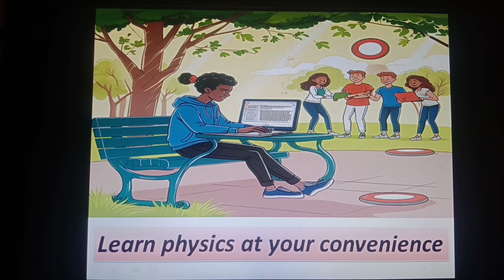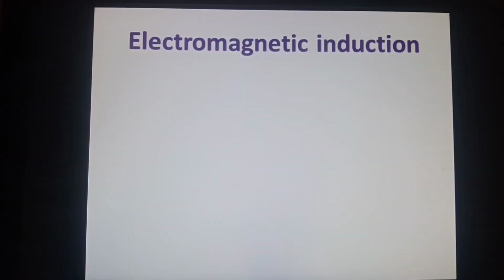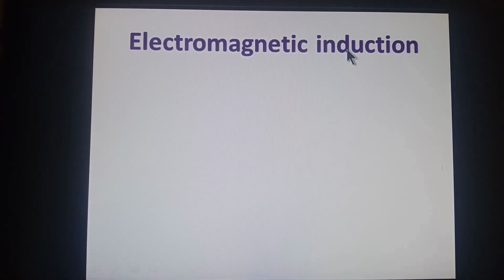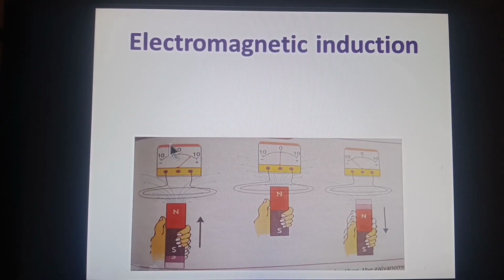Let us start our today's lesson. The topic is electromagnetic induction. Students, look at this diagram. Here an ammeter is connected with a coil having no voltage source, having no battery.